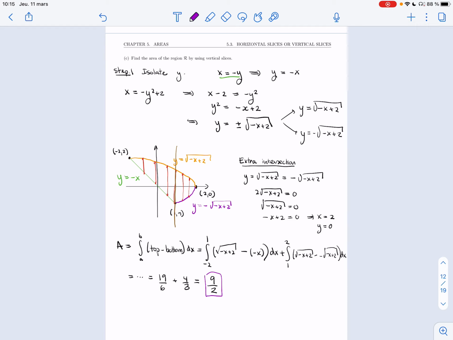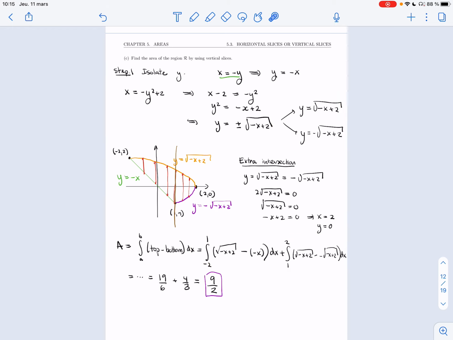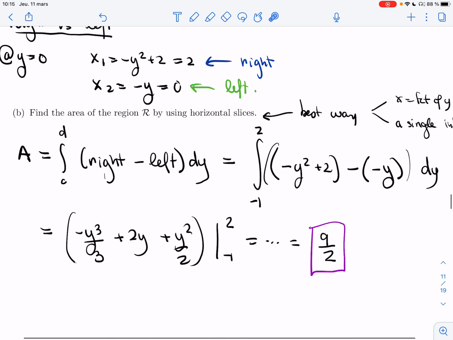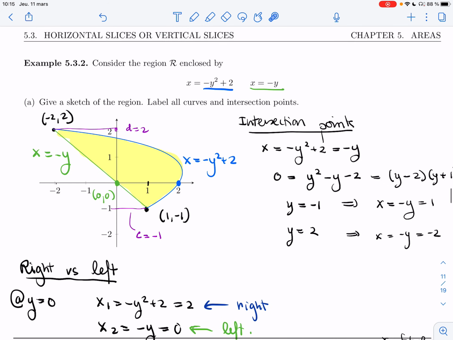In this case, vertical slices is much more complicated. It's more complicated because you end up with more curves, you end up with more integrals. Every piece of this is more labored and more work intensive. This was so short, nice and sweet. Right? So if the curves are given as x is a function of y and you don't have a reason to change it, just leave them. Leave them. It's so much better.